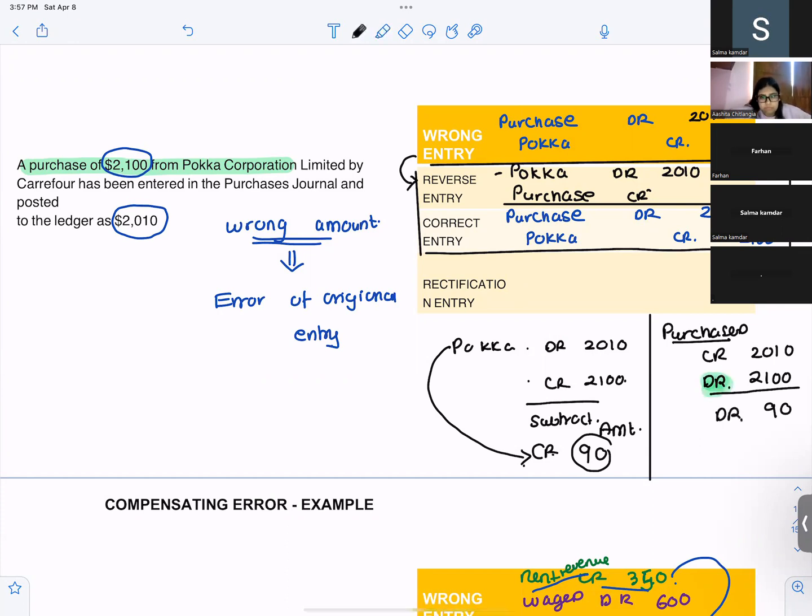So when I put the rectification entry, it will be purchases debit 90, Poca credit 90. Are you with me? Yes.